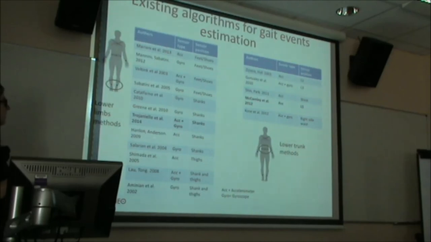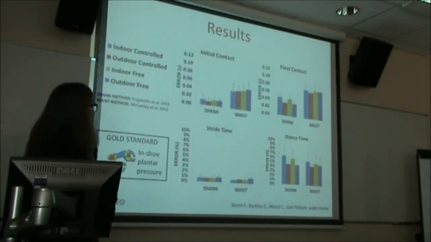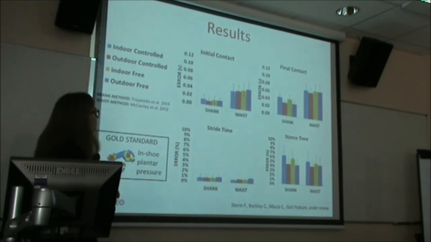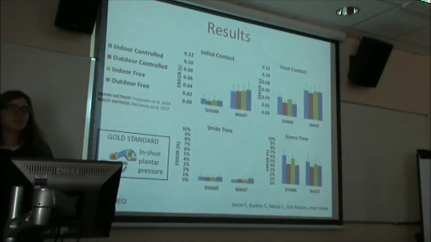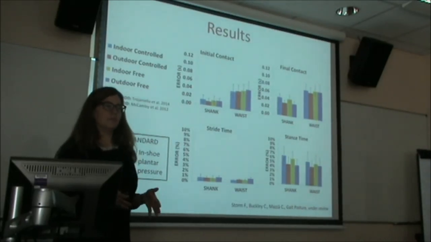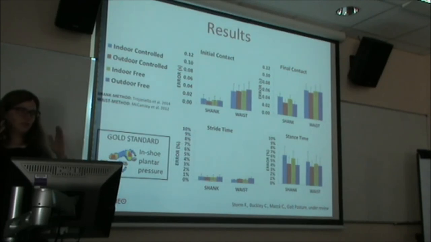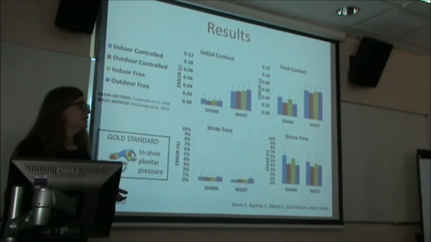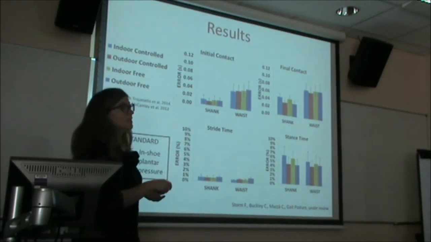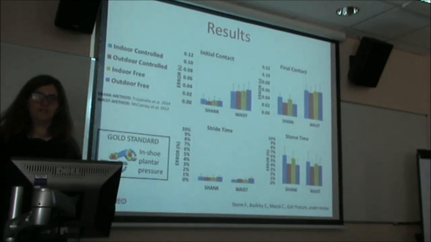So we took the two methods. We compared two methods, one based on the ankle sensors, another one based on the pelvis sensor, and these are the results. Basically, we noticed that there weren't differences between what we were observing in the lab, both when we asked the patient to walk along a straight line, or when we asked them to walk freely, and the same was true when they went outside, so when they were walking in the free environment.